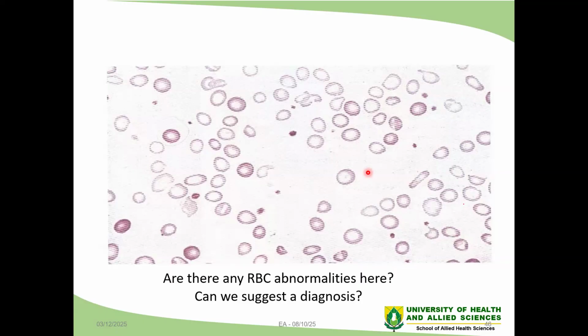Any other observations in terms of morphology, the sizes, the shapes, the hemoglobinization? Another prominent one would be varied sizes, anisocytosis. Okay, so they don't have isocytosis, uniform size.